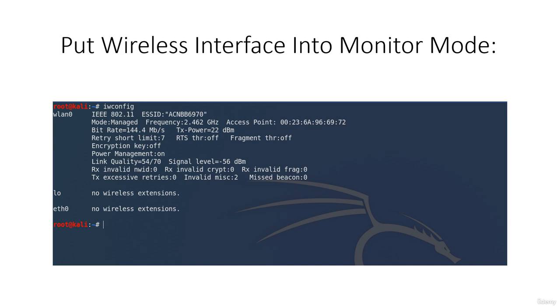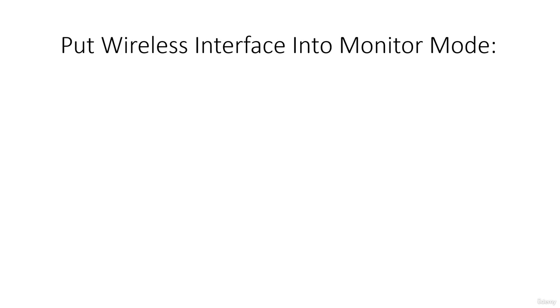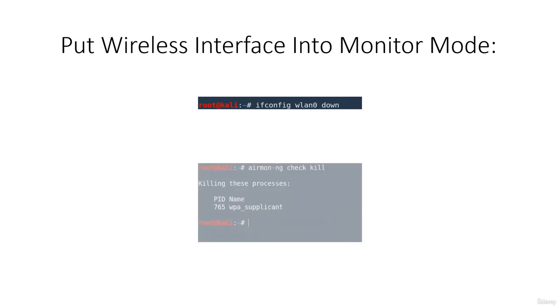Then before changing the mode of the wireless interface, disable the network interface by simply typing ifconfig. This is the interface that you need to disable first. This interface may vary from machine to machine. Your interface may be WLAN1 or WLAN0, so make sure you check yours. Disable that and run the command that will kill the processes that could interfere with changing the wireless interface into monitor mode.